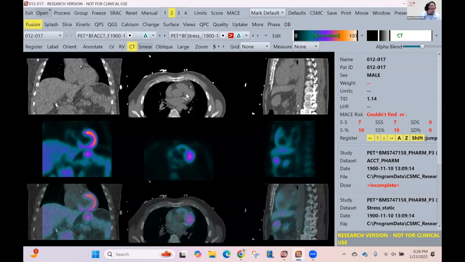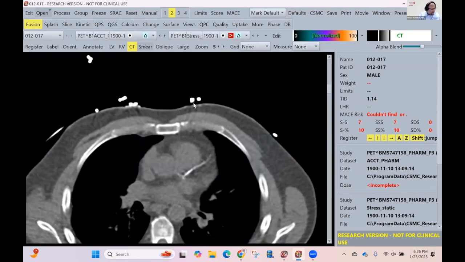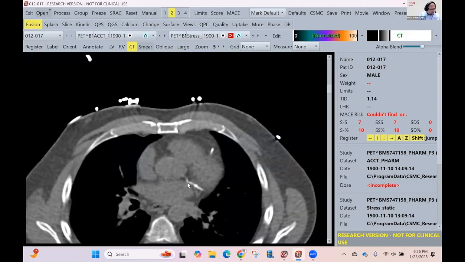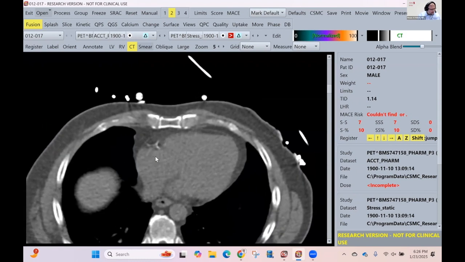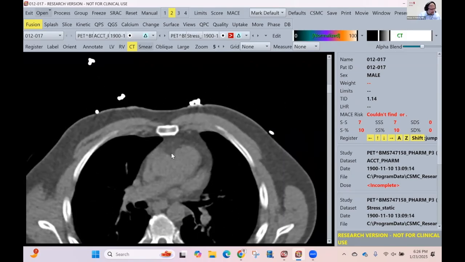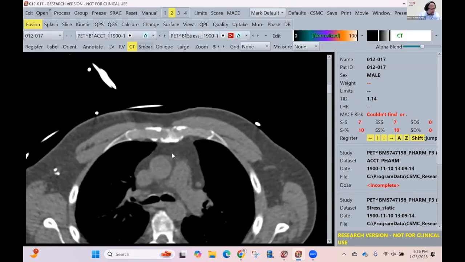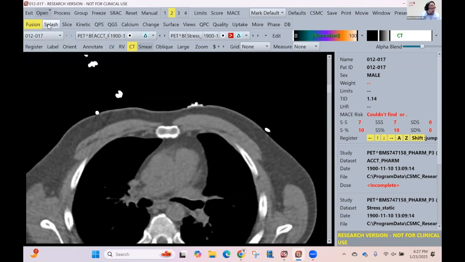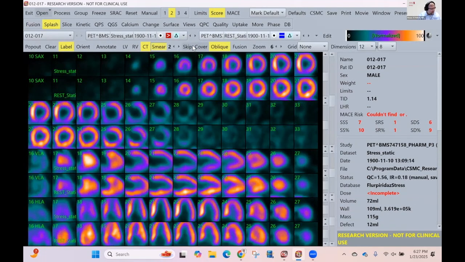I think one very important thing on this case is the assessment of calcium. You can see this is the LAD, this is the left main, the LAD and the left circumflex, and all of them are heavily calcified. So clearly heavily calcified vessels, and the right also. So the patient has multiple calcified territories as we see here. And here are the splash images, and I'll let you comment on that.